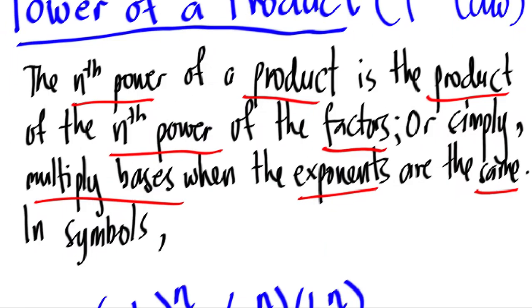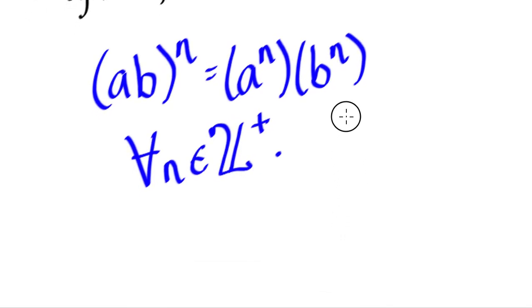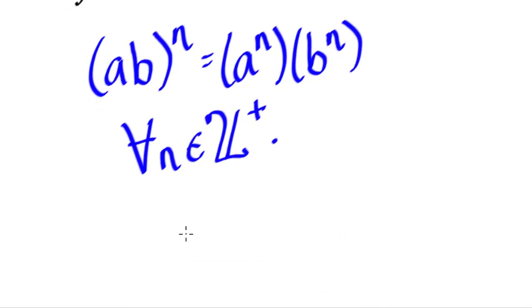In symbols, a times b raised to this n is just equal to a raised to n, b raised to n for all n in the positive integers. So for all n in the positive integers.